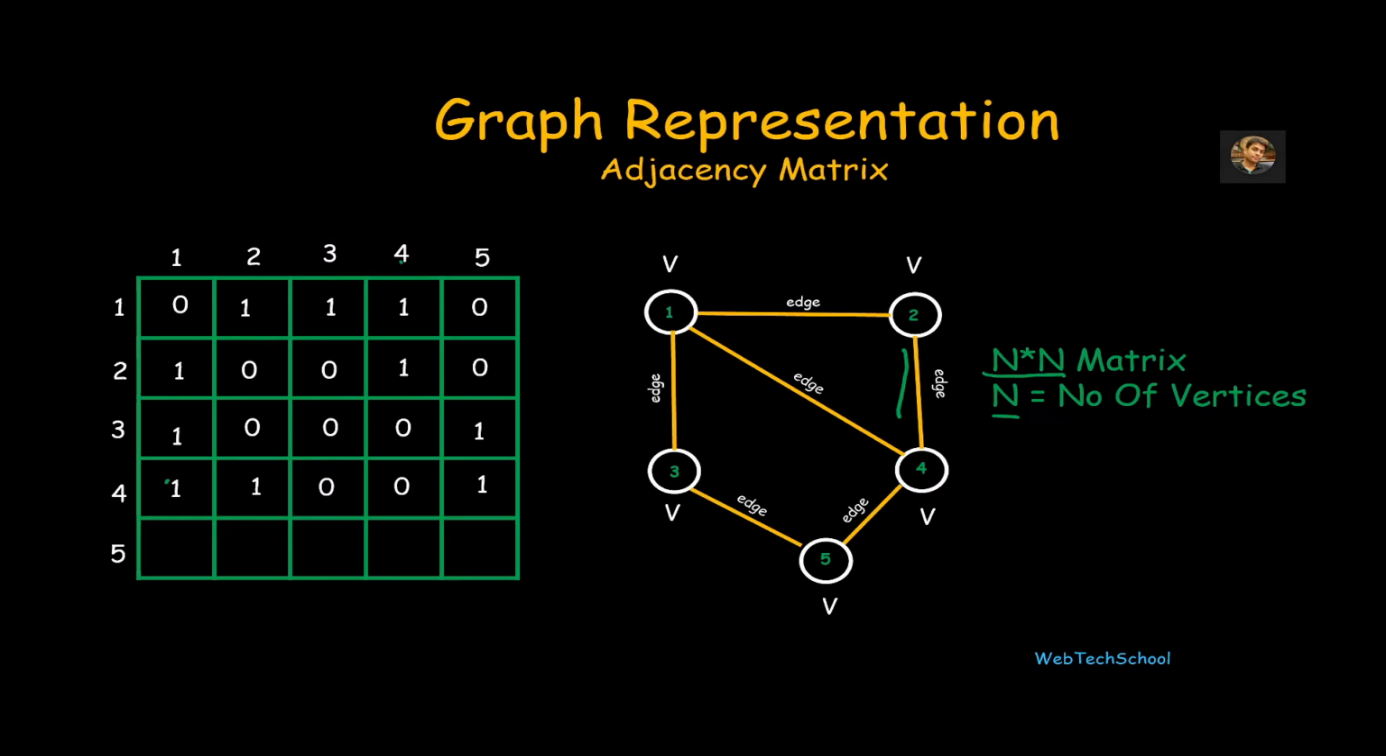In the same way, for vertex 5 and vertex 1, is there an edge present? No, so this value will be 0. Between vertex 5 and vertex 2, there is no edge, so the value will be 0.